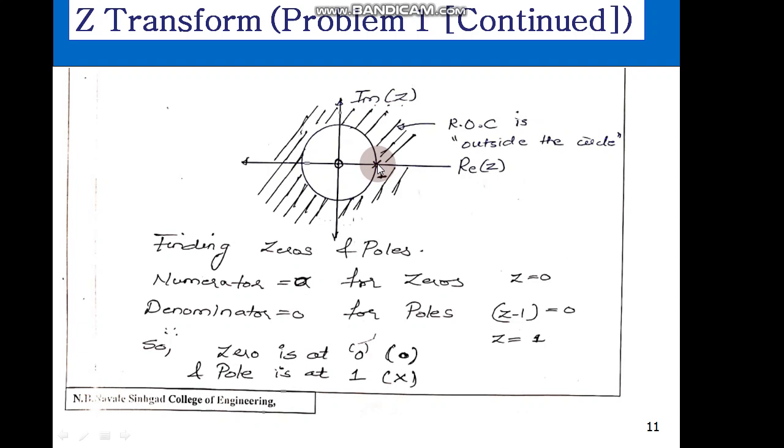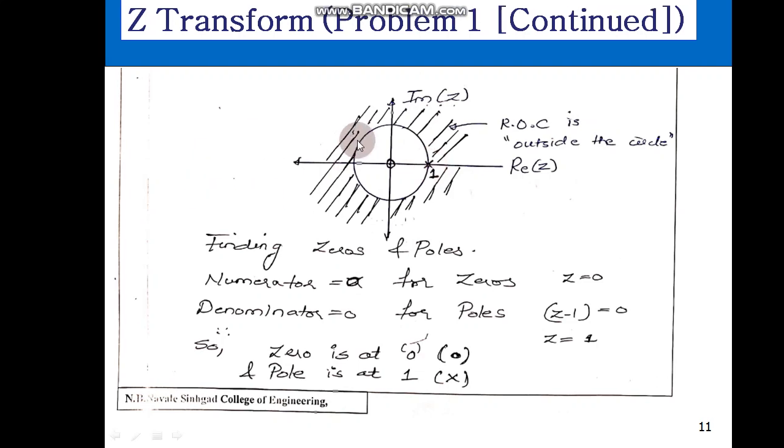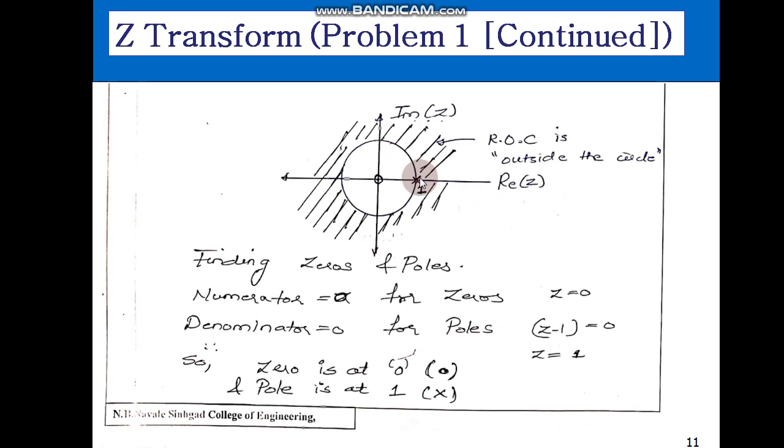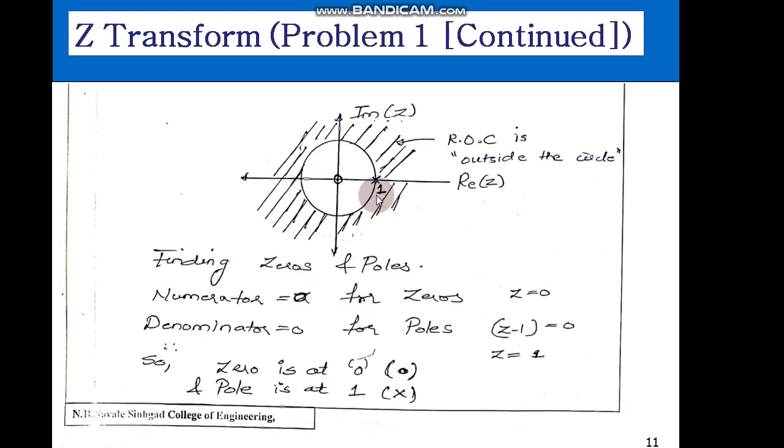So we can see that the ROC is outside the circle. It is not on the circle. It is exactly outside the circle, and the pole exists on the circle. So the pole is not existing in the ROC. Try to see here, the pole is on the circle, and the circle is not a part of the ROC because ROC is z greater than 1. Immediately after 1, the ROC starts, but not exactly at 1. So this pole never falls in the ROC. The pole is away from the ROC by a very marginal space, so I can say that the pole does not exist in the ROC.